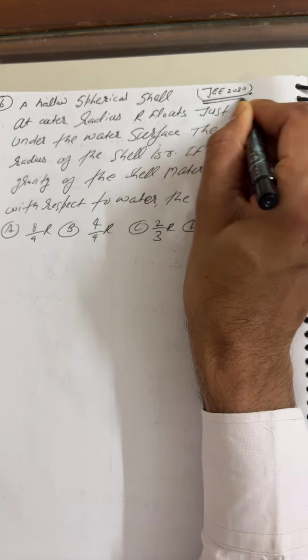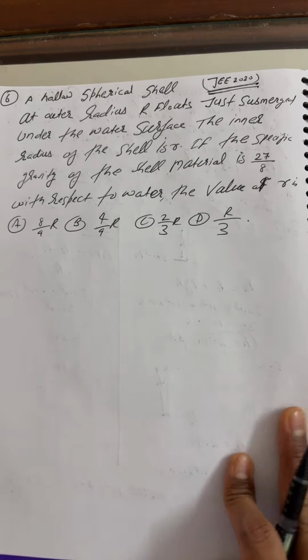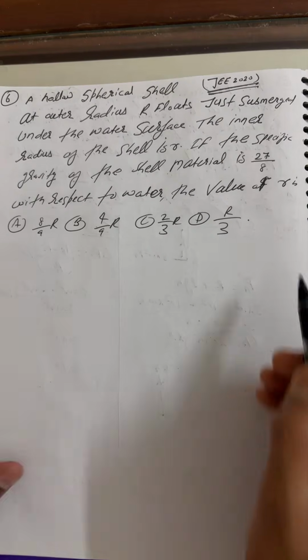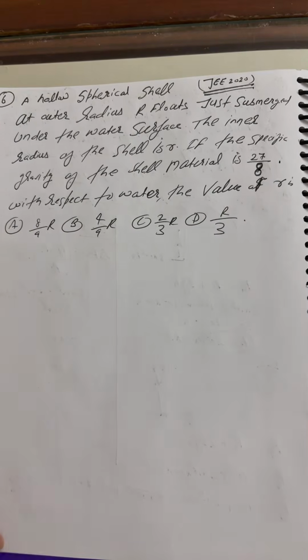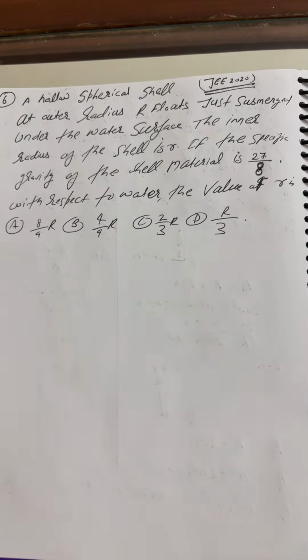Now, this question was asked in JEE 2020. A hollow spherical cell of outer radius R floats just submerged under the water surface. The inner radius of the cell is r. If the specific gravity of the cell material is 27 upon 8, specific gravity with respect to water, the value of R is what, in terms of small r we can write.